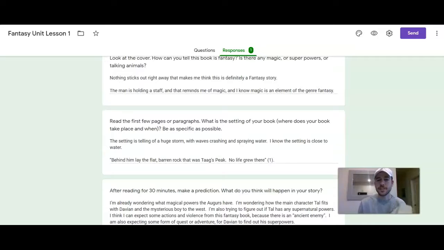The next part says read the first few pages or paragraphs. What is the setting of your book, where your book takes place? Be as specific as possible. So, although I guessed what the setting was based on the cover, it's important for me to dive right into my book. Now, I already spent 30 minutes reading my book, so I already figured out the setting, and the setting changes. So, it's important to list all the settings that you can recall as you're reading.